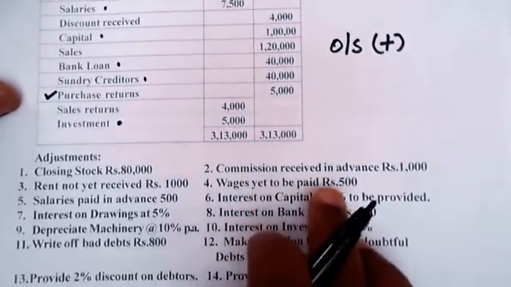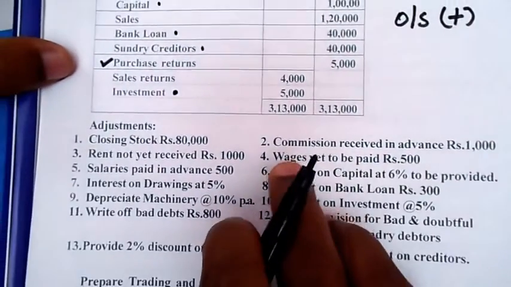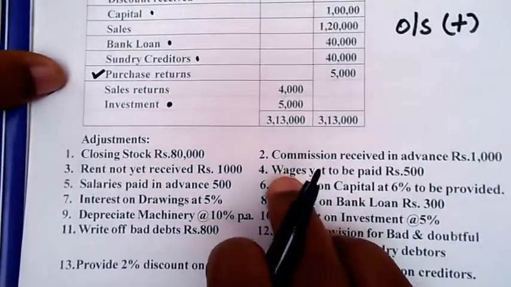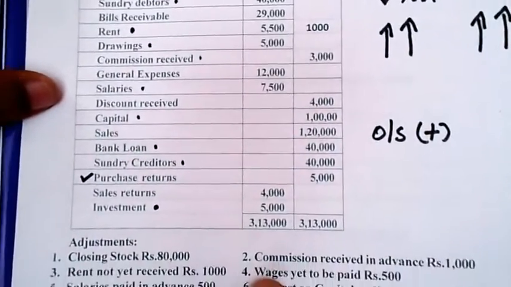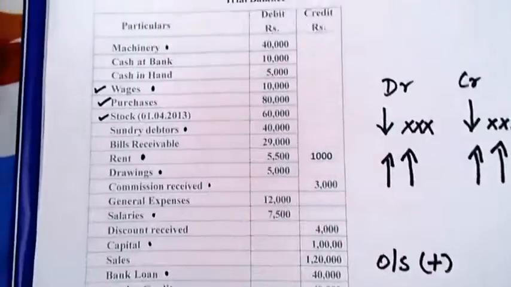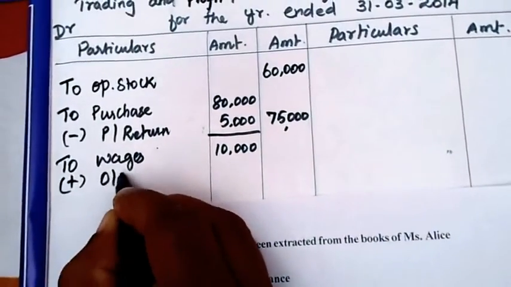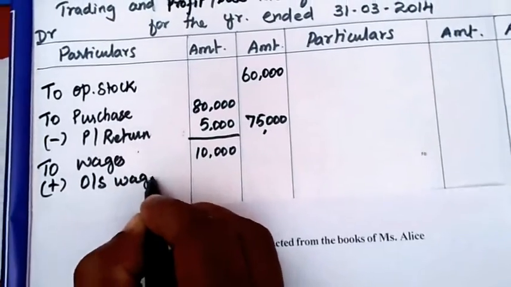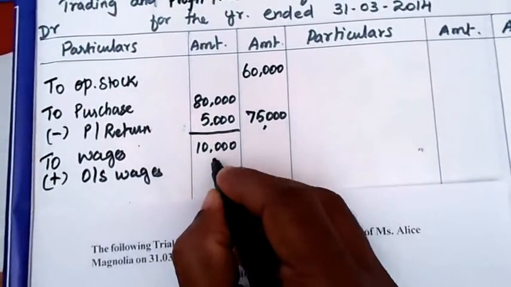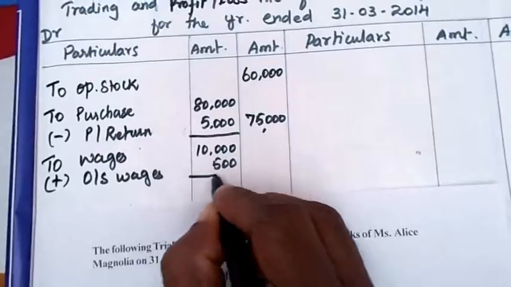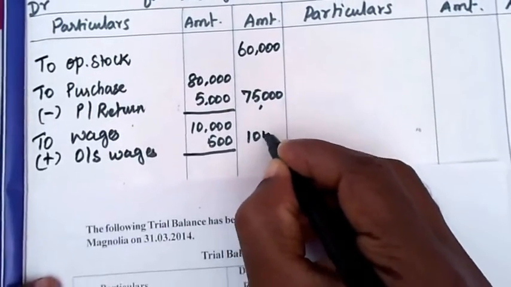So wages yet to be paid, outstanding wages. This should be added along with the wages. We have already entered wages under which side? Debit side of the trading account, no, just add. Outstanding wages. How much? 500 rupees, just add. Total 10,500.